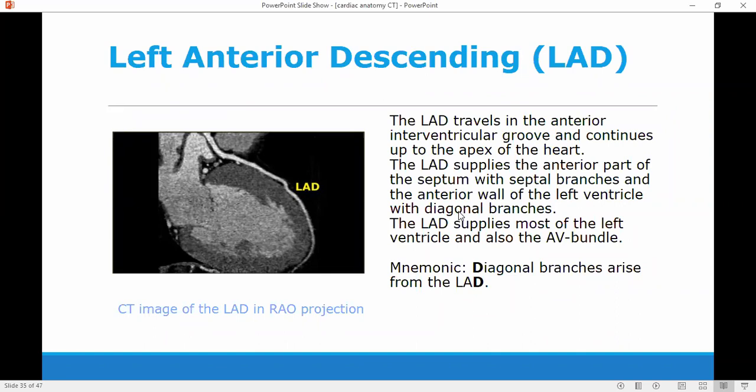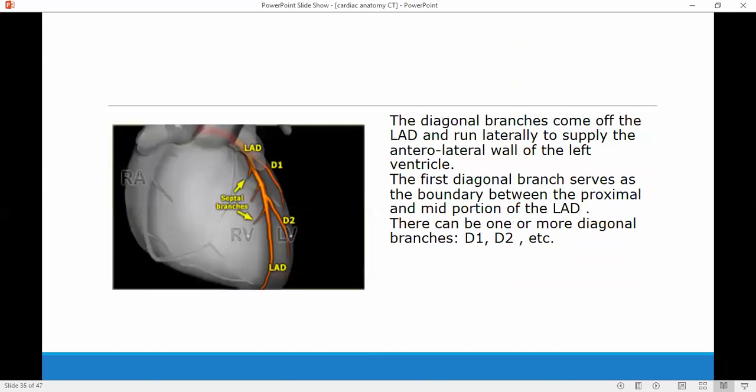This morning we mentioned it in the lecture, we said anterior and lateral wall. The LAD, lateral wall by diagonal of circumflex, anterior wall by diagonal of LAD. The LAD supplies most of the left ventricle and also the AV bundle. We have a mnemonic: diagonal branches arise from the LAD, meaning the same letter, the letter D.